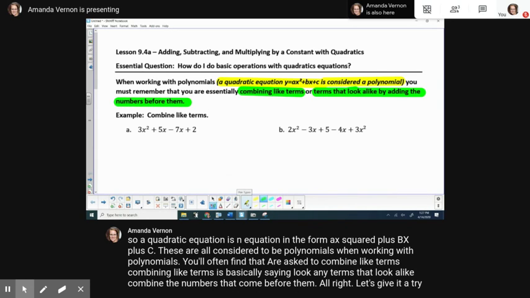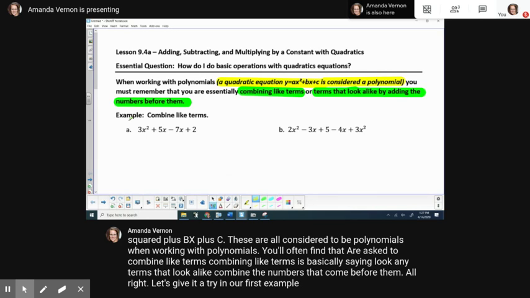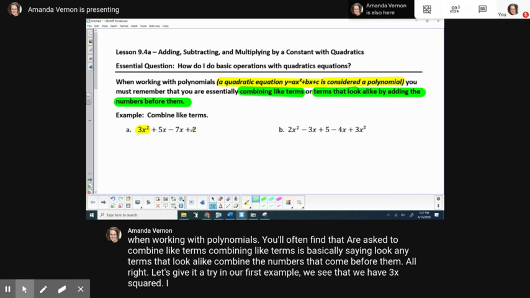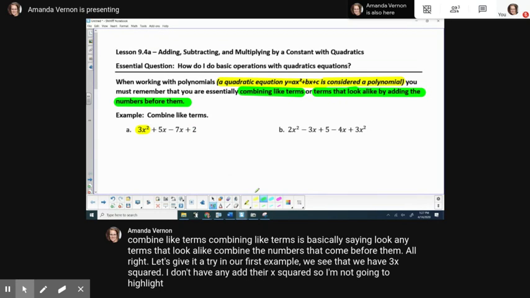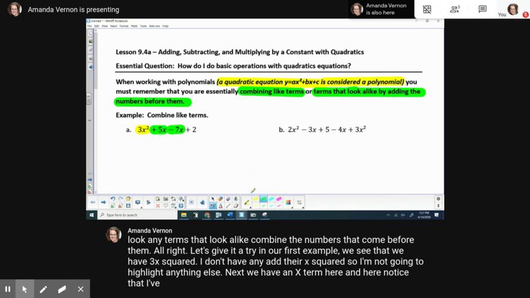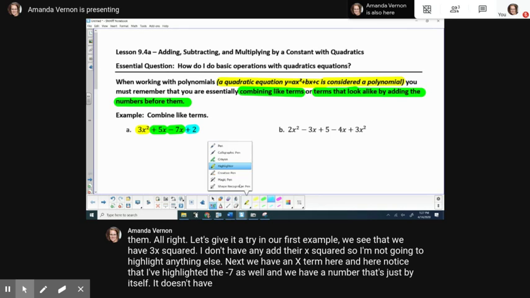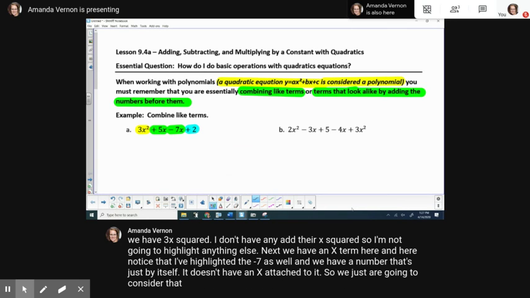In our first example, we see that we have 3x squared. I don't have any other x squared, so I'm not going to highlight anything else. Next, we have an x term here and here. Notice that I've highlighted the minus 7 as well. And we have a number that's just by itself. It doesn't have an x attached to it. So we just are going to consider that a like term in its own nature.